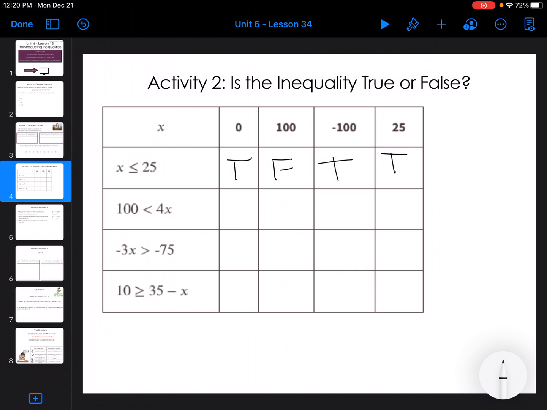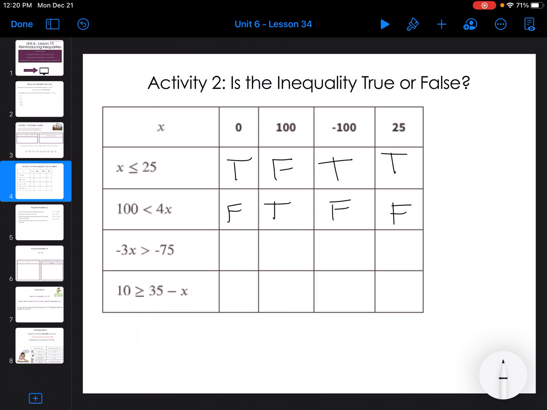All right. So now, is 4 times the value greater than 100? Is 4 times 0 greater than 100? No, that would be 0. Is 4 times 100 greater than 100? So 400 is greater than 100, so that's true. Is -400 greater than 100? That's false. 4 times 25 would be 100. Is 100 greater than 100? False.